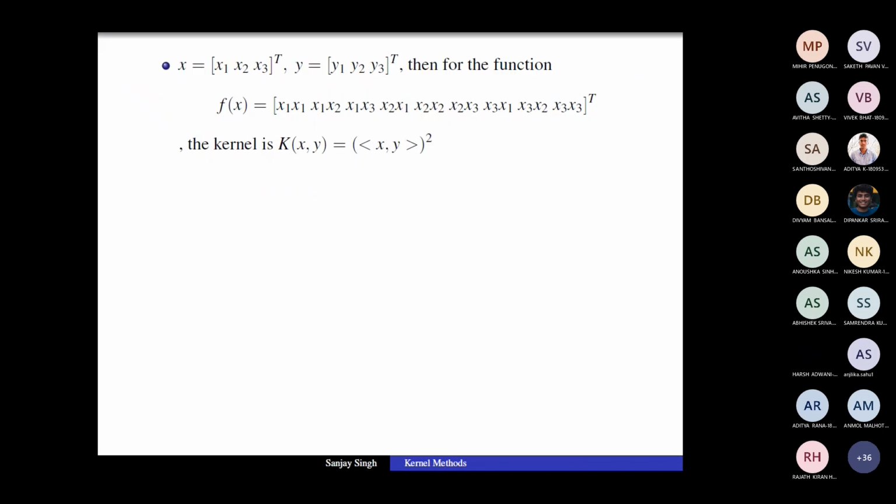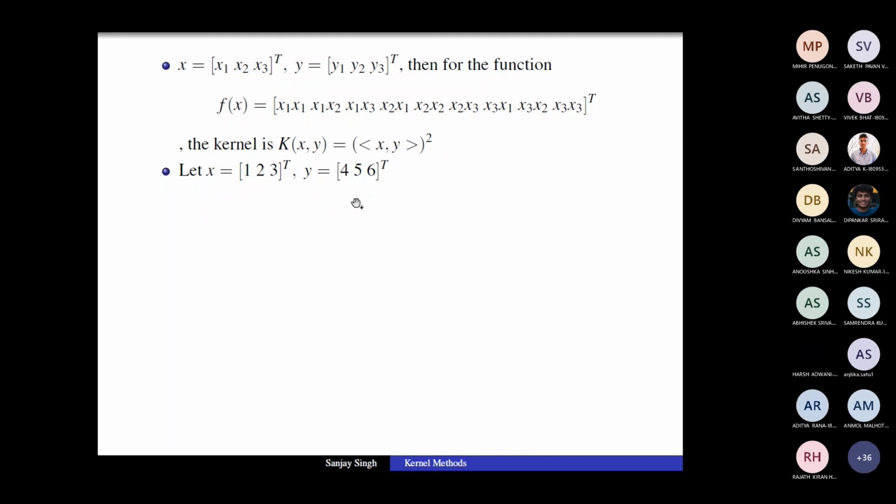Let's say, very simple, I've taken a vector x which is three-dimensional, and another vector y which is also three-dimensional. Then f of x is basically some function defined like this. The kernel, we know, is the inner product of x and y, squared. Now, in order to find this, the x is 1, 2, 3, and y is 4, 5, 6.